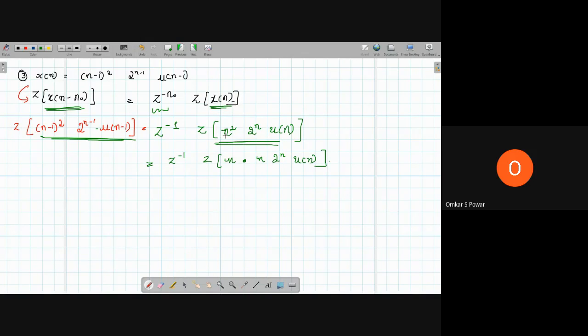Otherwise, if you remember the Z transform of n square 2 to the power of n u of n, in the previous problem I had done x of n is equal to n square a power of n u of n. Using that one, you can substitute. If you remember the formula, you can write. Otherwise, we can solve like this.